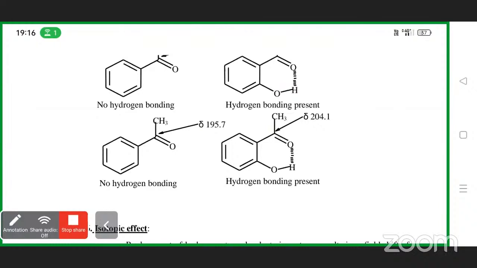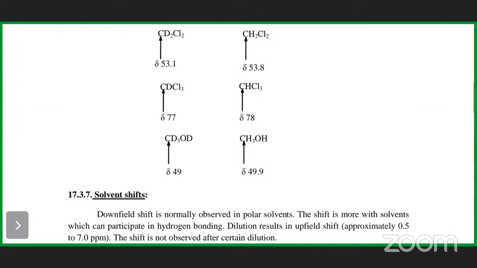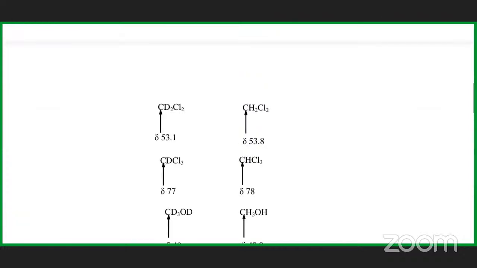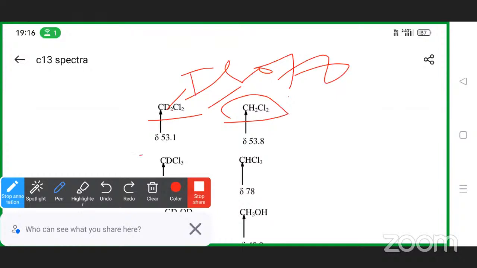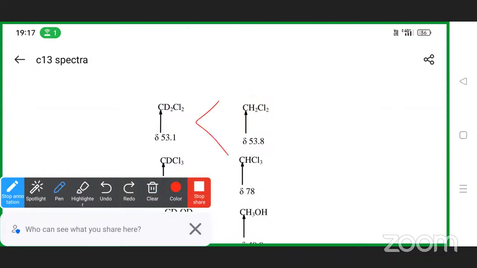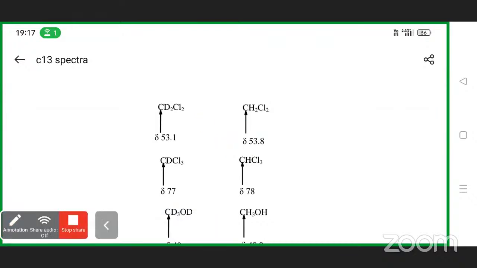And isotopes. The presence of isotopes decreases the delta values. Here is a deuterium isotope, 53.1, and here is 53.8. So the presence of isotope, the isotope is inversely proportional to the delta values here.